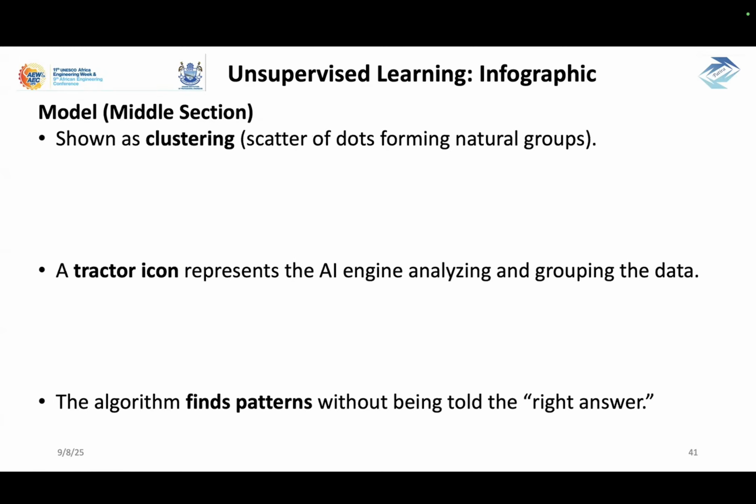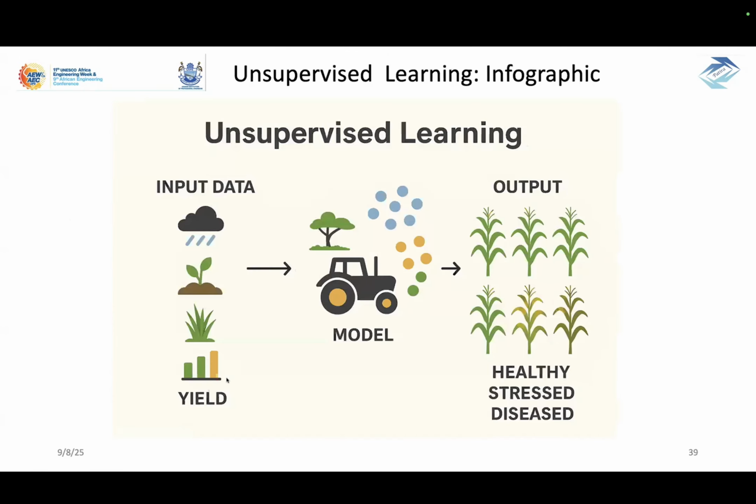Okay? And then the model part is the middle. So you see we show a clustering scatter of dots forming natural groups. So you fed this here, and now you start to have this group coming together, this group coming together, and this group coming together. So this group might be the healthy maize, this group might be the stressed maize, and this group might be the diseased maize. Okay.